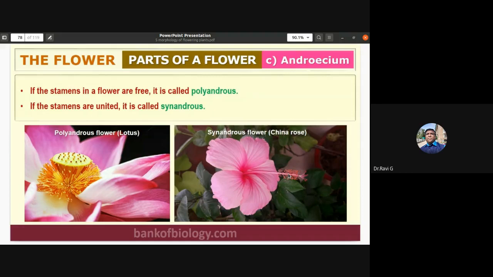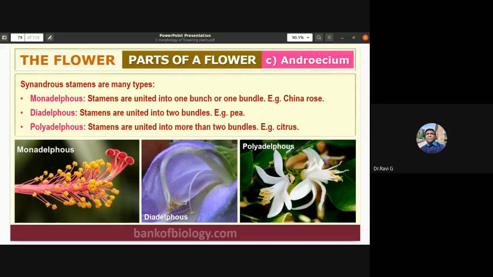In case of hibiscus, we call that monoadelphous. So we'll see in this next slide. See, the fused stamens are of many types. Monoadelphous, they form a single bundle.